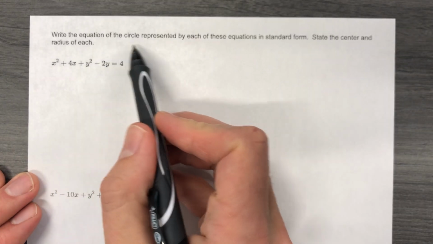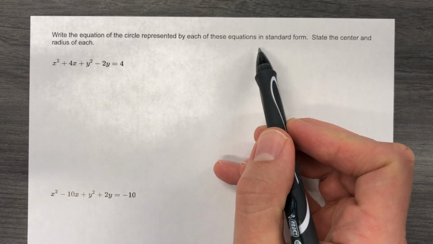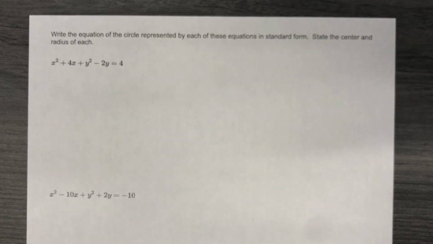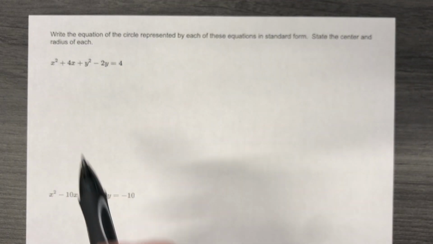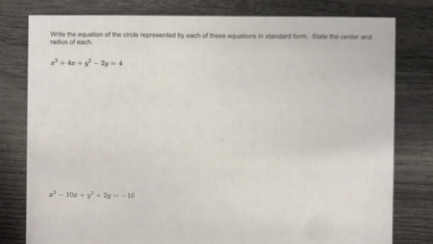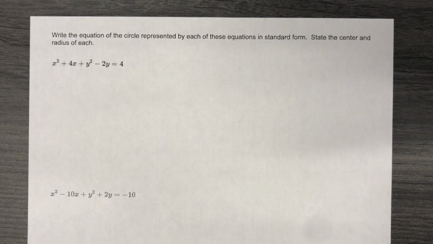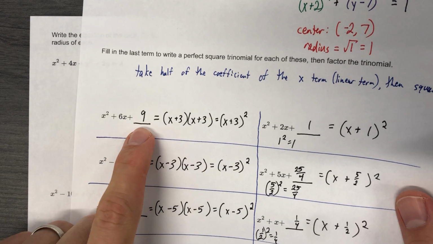We're going to write the equation of the circle represented by each of these equations in standard form. Let's make sure we know what we're talking about. That's this. And we're going to state the center and the radius of each one. So in order to do that, we're going to use some of the same skills we just learned, where we fill in the blank.